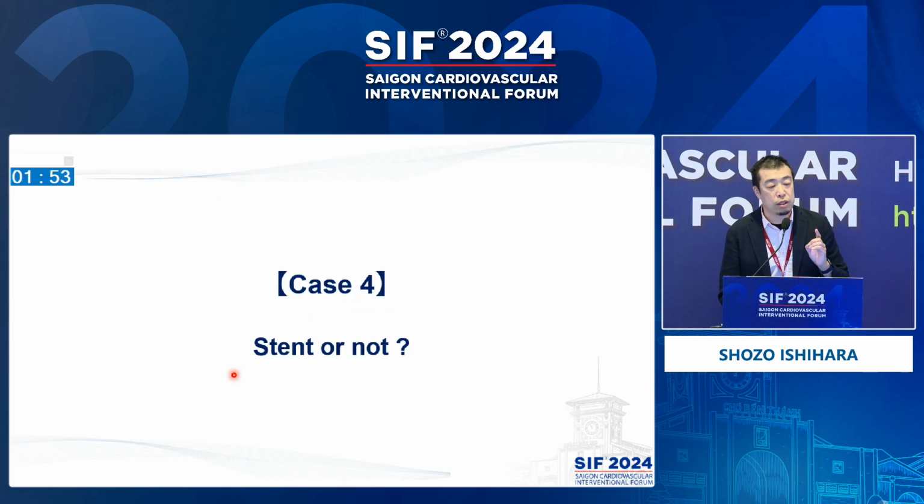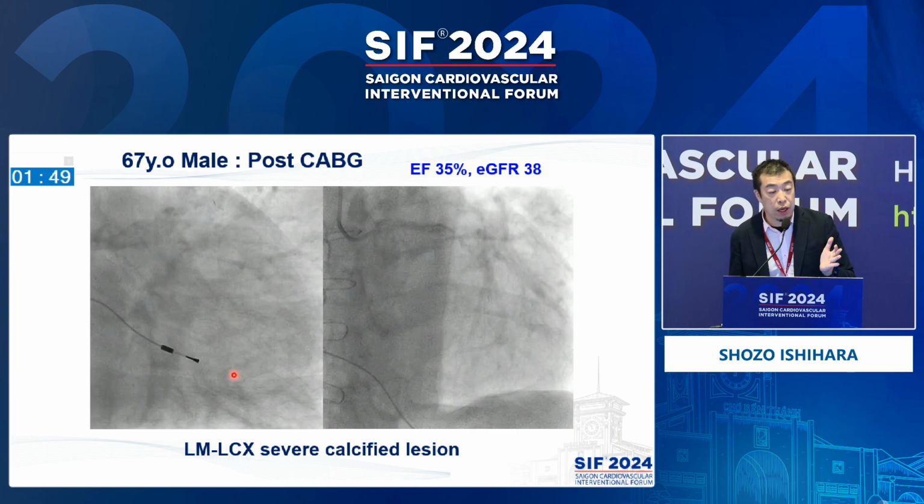So this is the last case. So do you put stent or not, like this case? So this is a left main and circumflex severe calcified lesion.